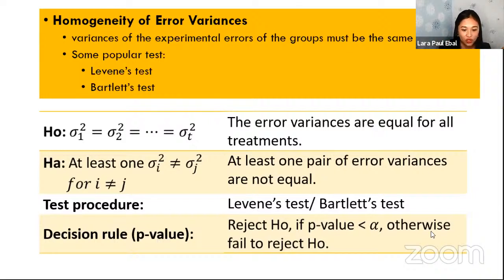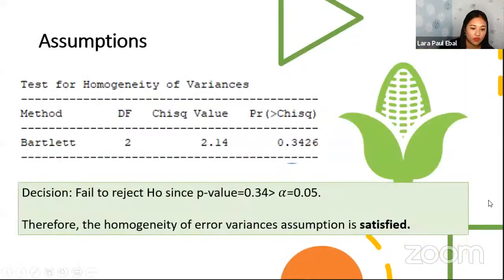And then the decision rule. Okay, we may use the p-values if we're using a software. So reject HO if the p-value is less than alpha, otherwise fail to reject the HO. Okay, so this is an example of how we check for this assumption.